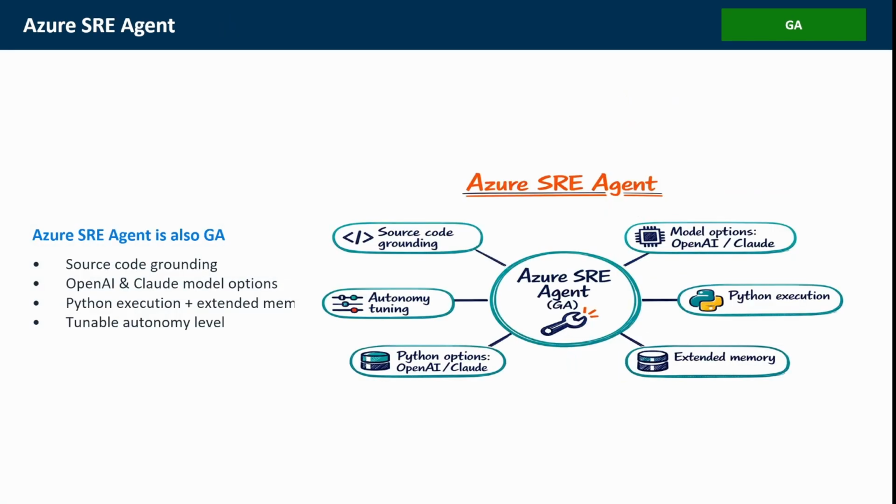We also have Azure SRE Agent in GA, and this one is about operations. It supports source code grounding, it can work with multiple model options including OpenAI and cloud models, it can run Python execution, it has extended memory, and I can tune how autonomous it is.